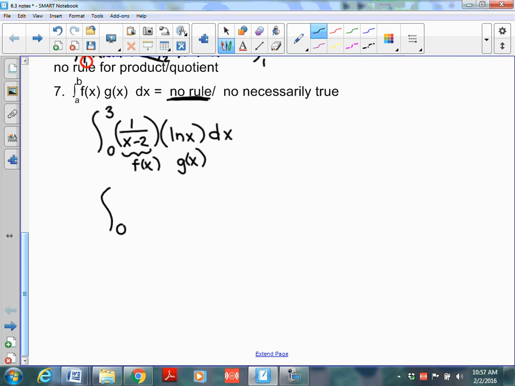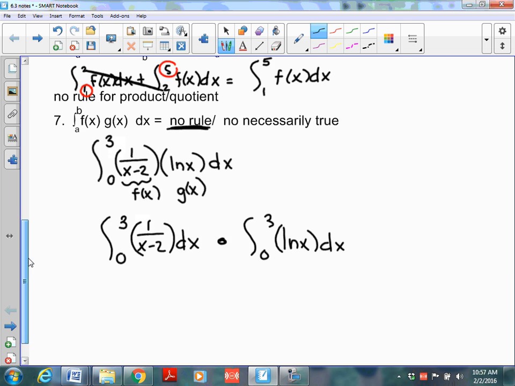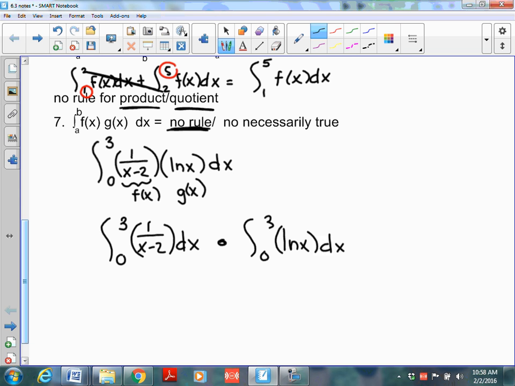You can't just integrate from 0 to 3, 1 over x minus 2 dx, and then multiply it by the integral from 0 to 3 of natural log of x dx. You can't break this up. You can break it up if it's positive and negative. You can assume that's true. You cannot break it up for products and quotients, or multiplying and dividing. This is not necessarily true. So do not break it up.